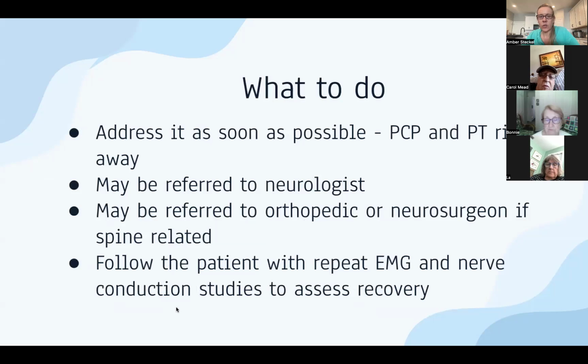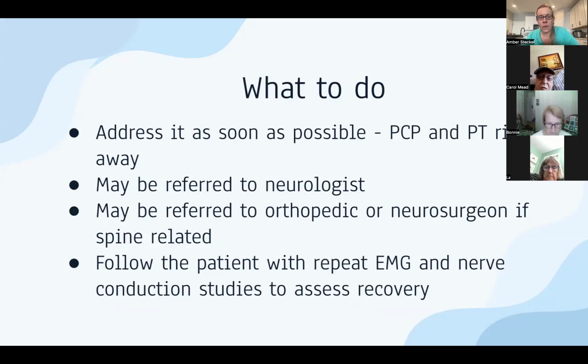So, what to do: address it as soon as possible with your primary care and your PT. As soon as you suspect that you might have it, and then you might be referred to a neurologist, you might be referred to an orthopedic or a neurosurgeon if there's any suspicion that it could be spine related.